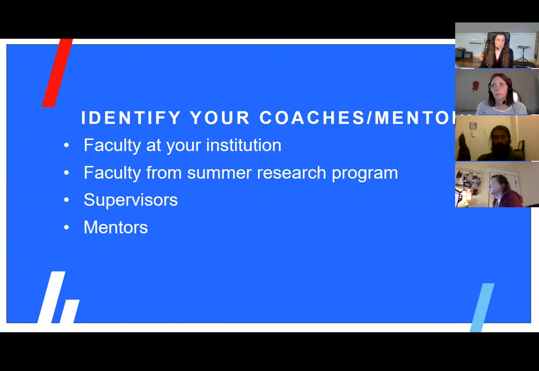I know this was something Jen Roberts, our Vice Provost for Graduate Studies, mentioned in her presentation earlier this week, and she really encouraged folks to think broadly about who could serve as those mentors, because it's going to be really helpful to have that diverse perspective when you're looking at graduate programs and making that important decision.